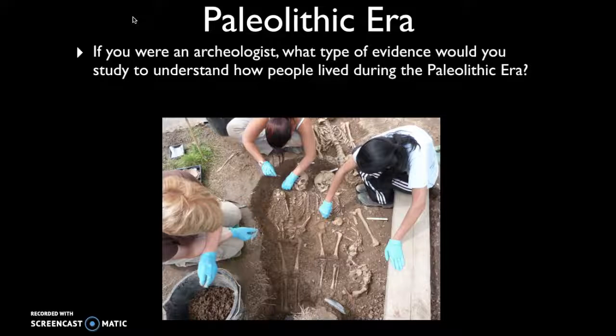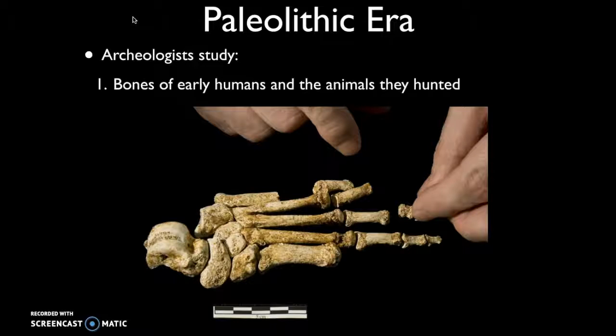Now, one of the challenges to studying this period of prehistory is that it's obviously before written records existed. So if you were an archaeologist, what type of evidence would you study to understand how humans lived during the Paleolithic era? Really, archaeologists study 5 different types of evidence. 1, they study the bones of early humans and animals that they hunted. These bones can tell us a lot about the age and health of early humans, and also the bones of animals can tell us a lot about the diet they had.